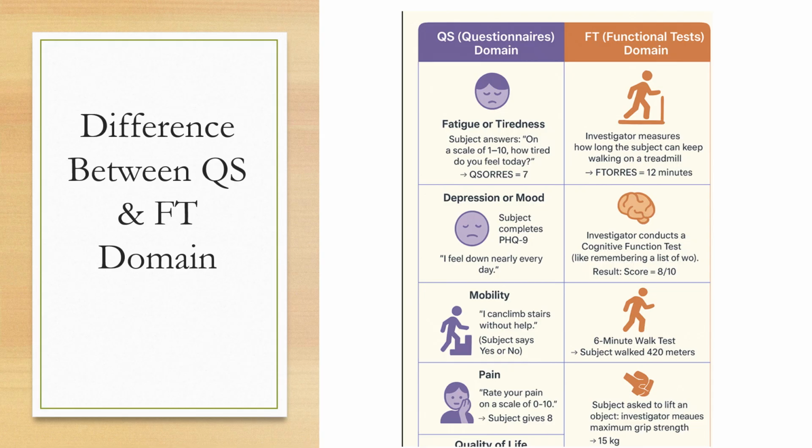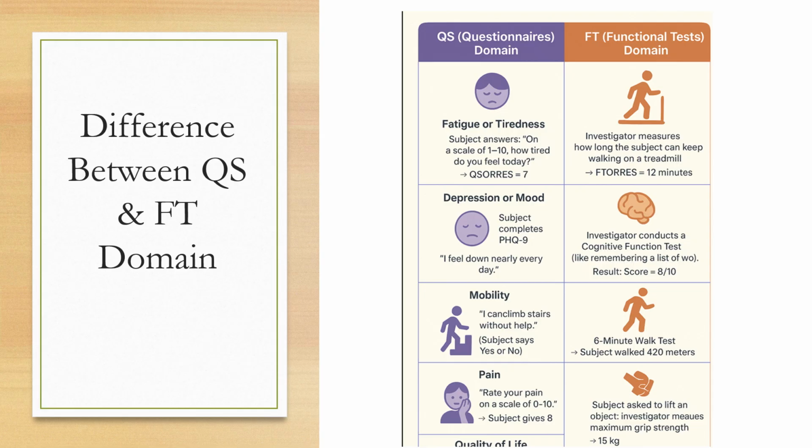Or we can also have tests like how strong their hand grip is, or how quickly they can get up from a chair and walk a short distance. So what FT is collecting is the actual performance or ability, measured through a test or observations.